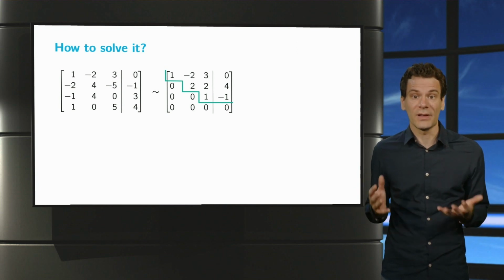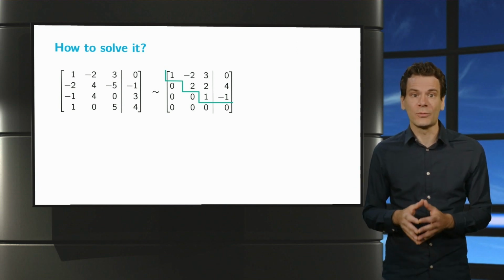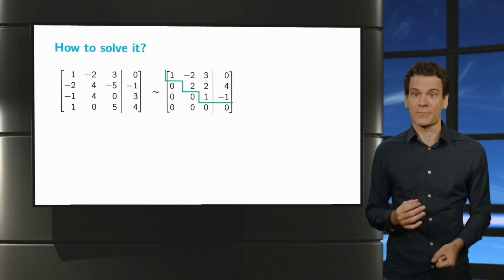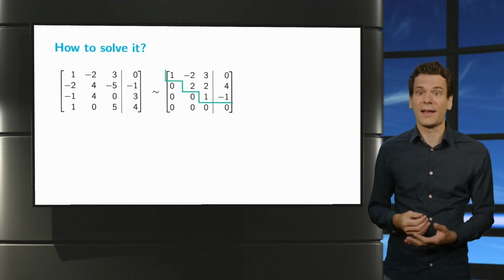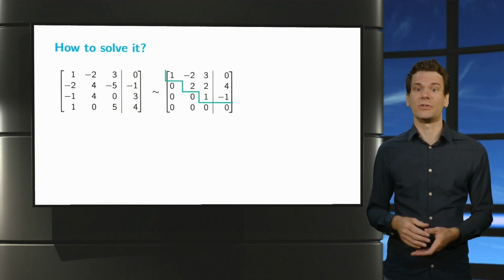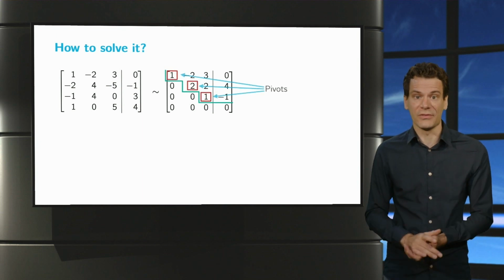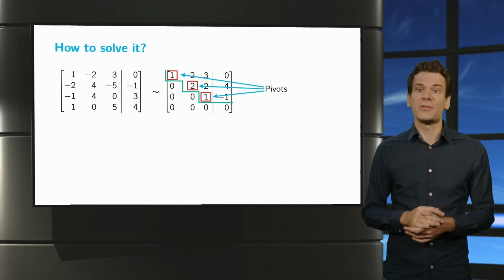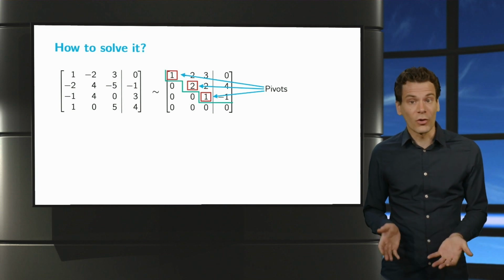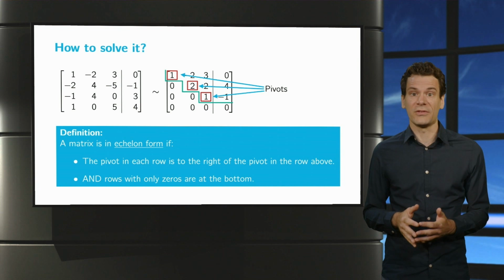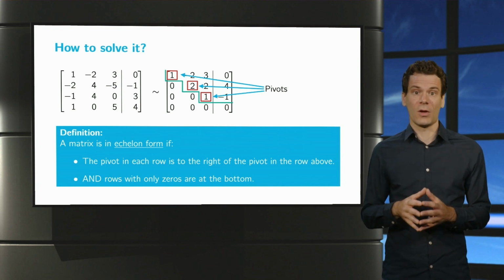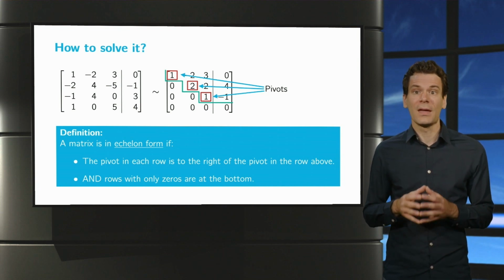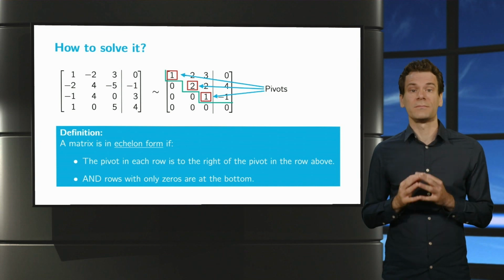In fact, the word echelon derives from the Latin word scala, which means stairs. The first non-zero elements of the rows also have a special name. They are called pivots. To be precise, we say that the augmented matrix is in echelon form if the following holds. Each pivot occurs to the right of the pivot in the row above, and rows with only zeros are at the bottom.